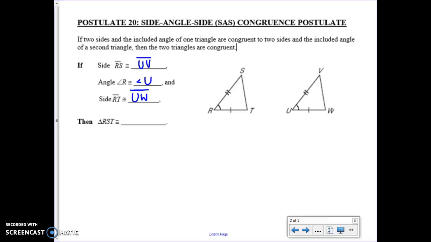Then we know that triangle RST is congruent to triangle UVW. Make sure that order still matches. We're going in the same direction, same corresponding pieces.